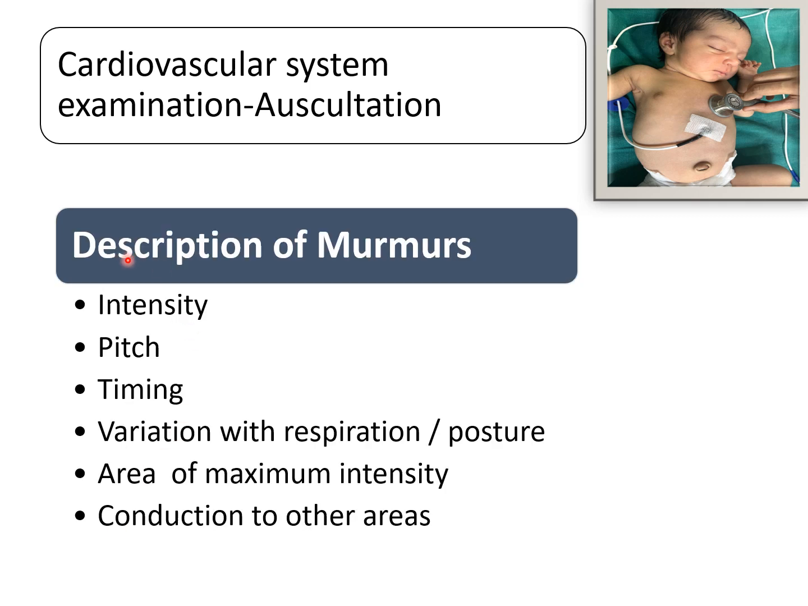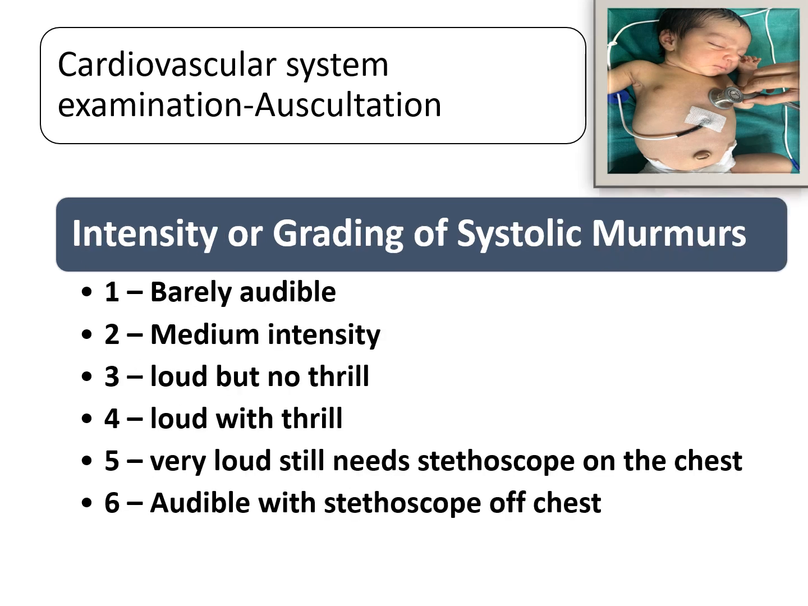We have to describe the murmur by intensity, pitch, timing, and variation with respiration or posture. The area of maximum intensity of the murmur is very important because we can make the differential diagnosis. Then note the conduction of the murmur to other areas. Then we should grade the intensity of the systolic murmur.